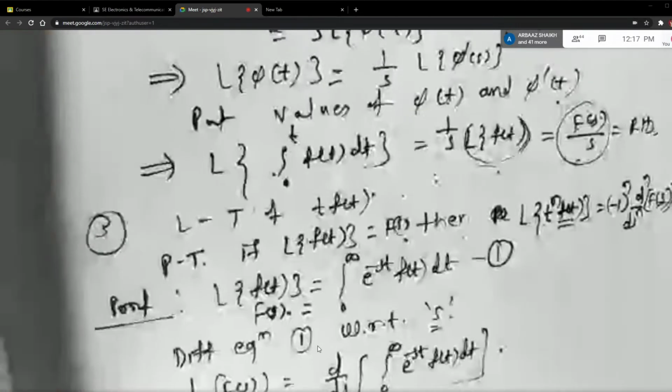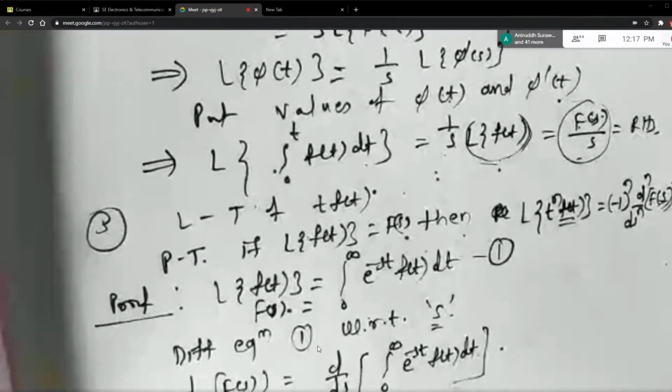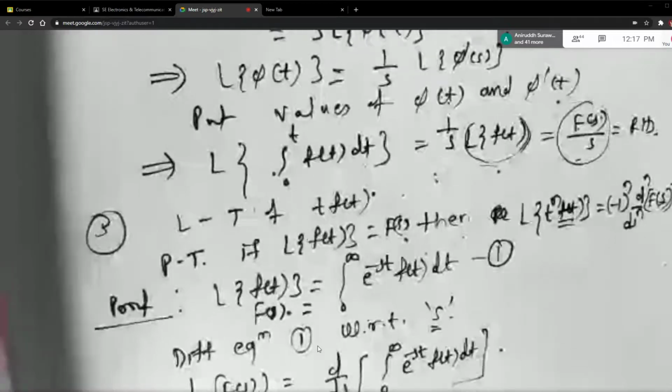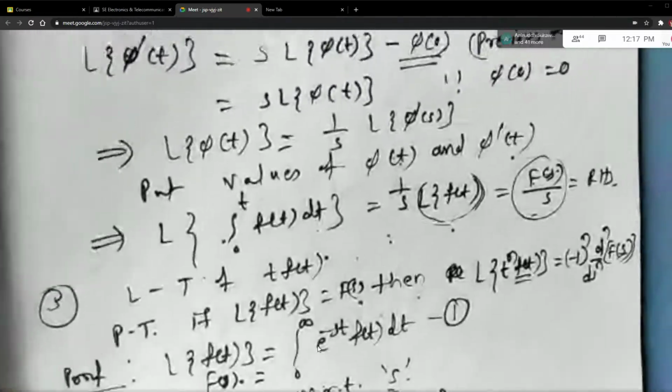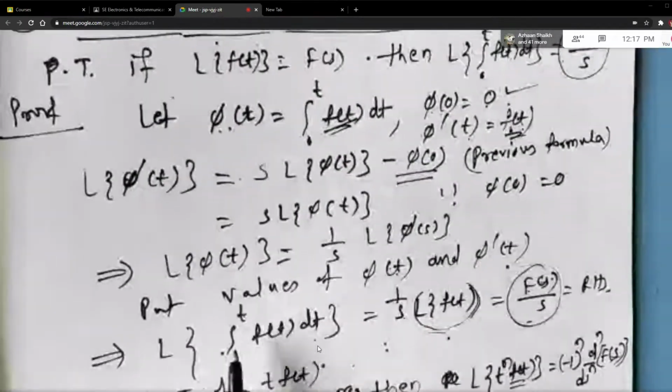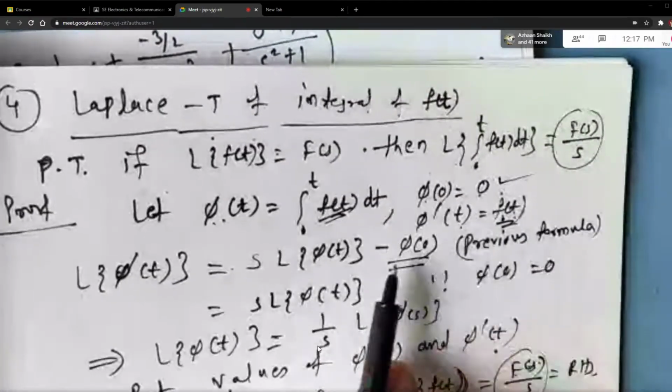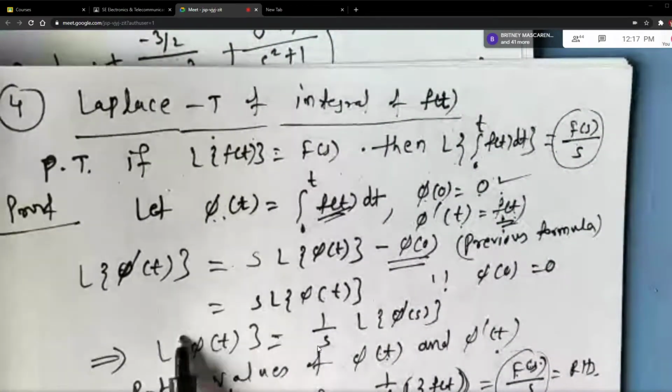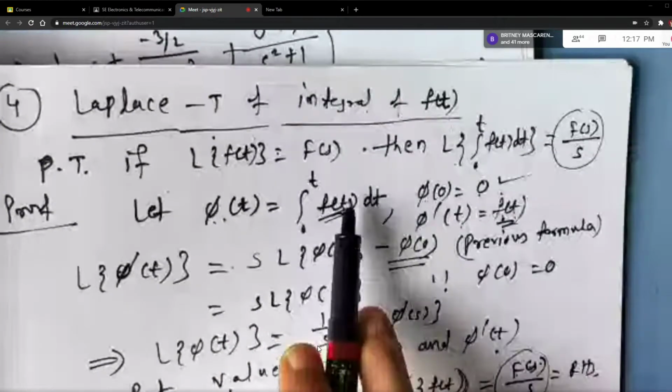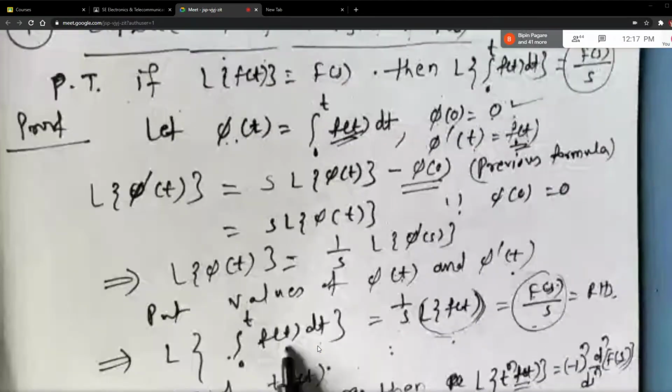Kingsley? Please, can you repeat the last step which you did? This is how you substituted the value. Yeah, this substitution we have already done in the beginning, no? See, this is phi of t. Phi of t, we have assumed this integral, no? So this integral comes in place of phi of t here.